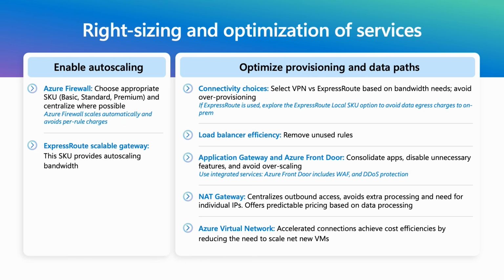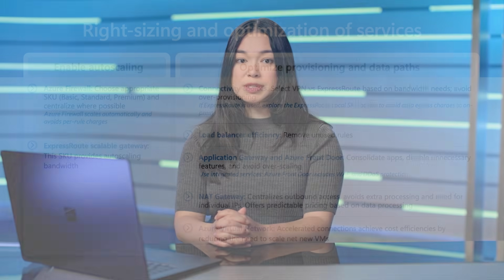Weigh when to use VPN gateways and ExpressRoutes based on your bandwidth needs and avoid over-provisioning these services. Remove unused rules from your load balancers and consider which load balancer SKU best fits your workload or environment. Leverage integrated services for efficiency. Azure Front Door includes WAF and DDoS protection, and consolidating applications can help you avoid overscaling. AFD and Application Gateway can both be optimized by disabling unnecessary features and consolidating resources.